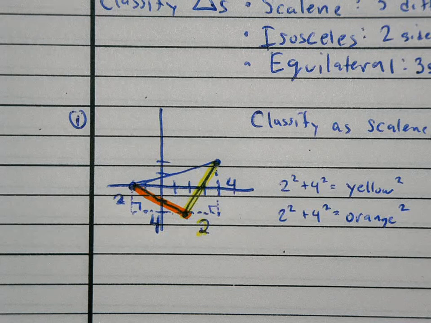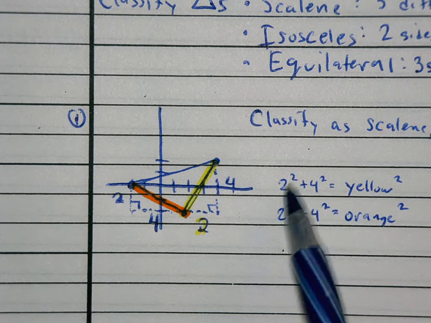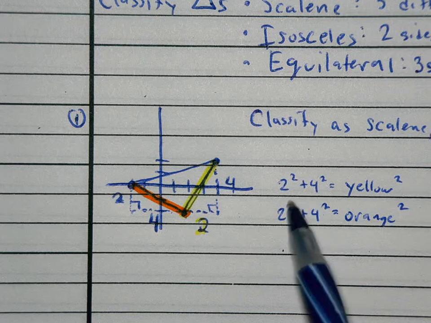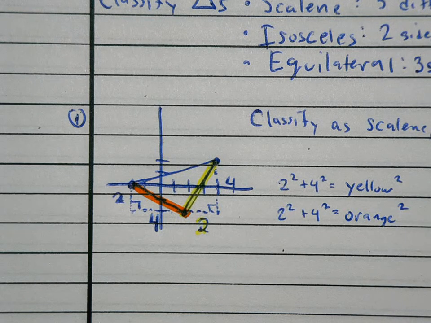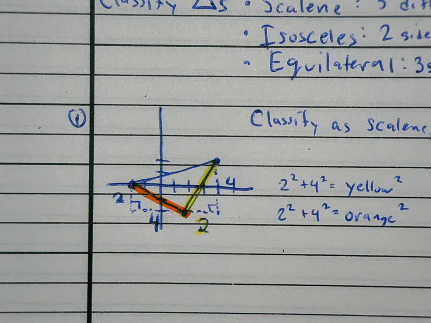Yes. They have to be. You don't even have to do the math here. You don't have to square the 2 or square the 4, put it together and square root it to find out how far it is.